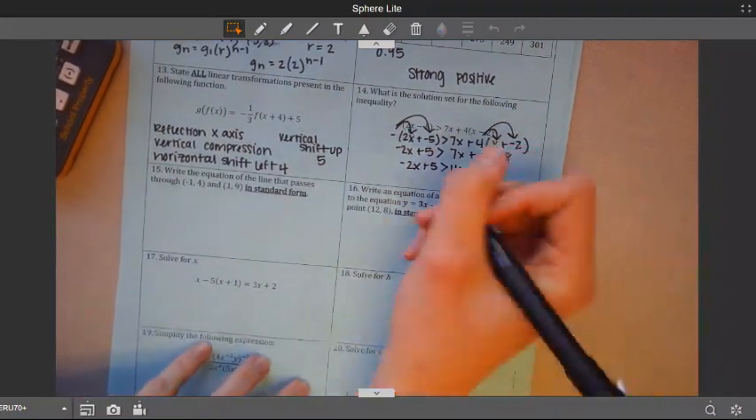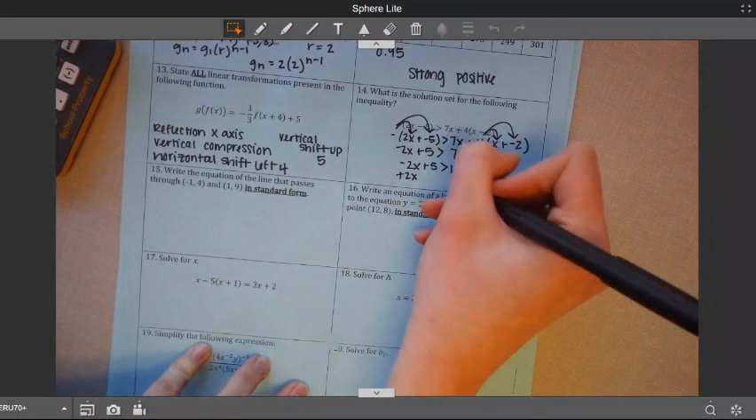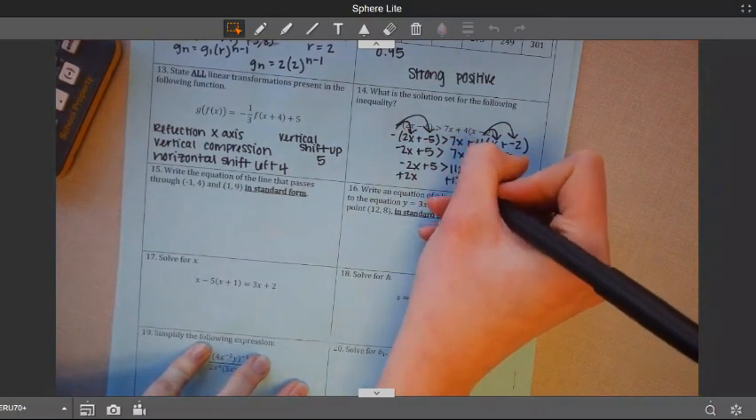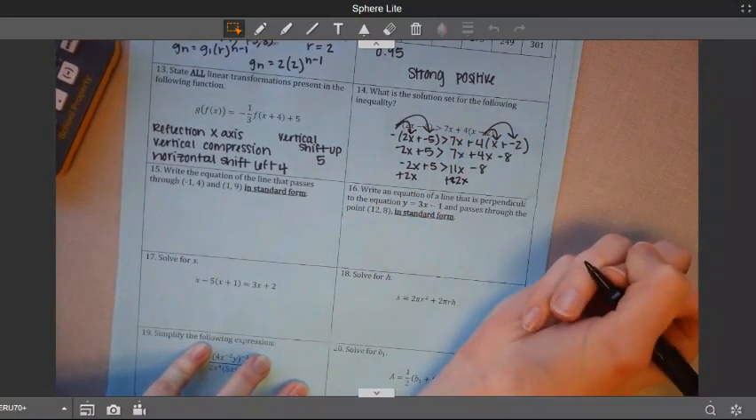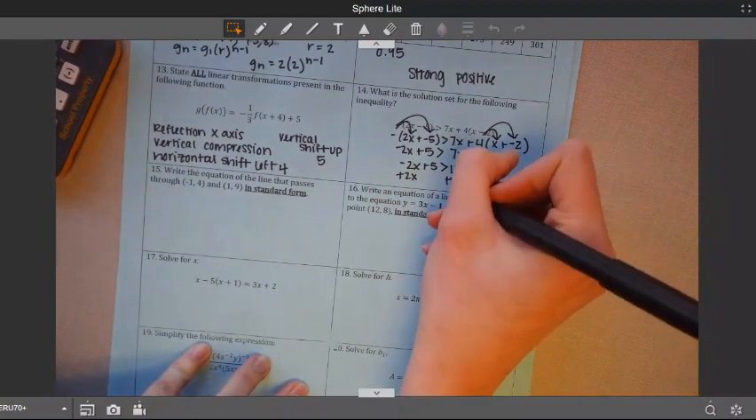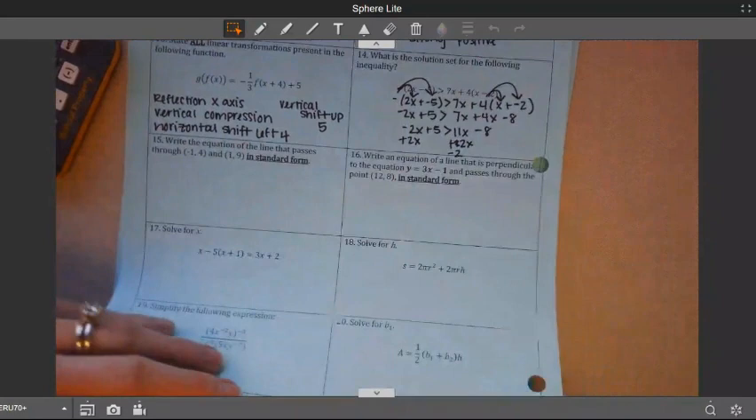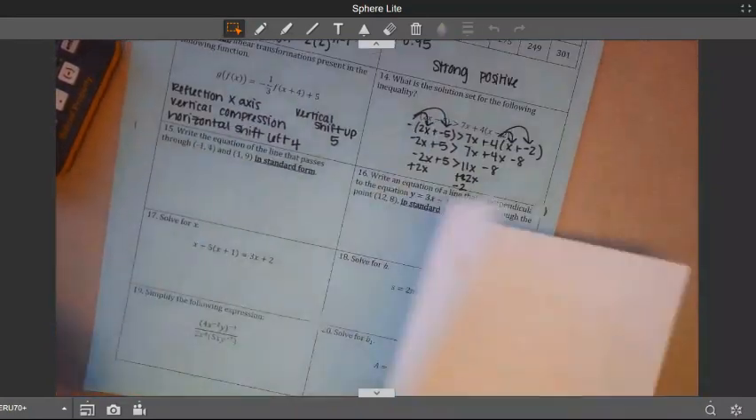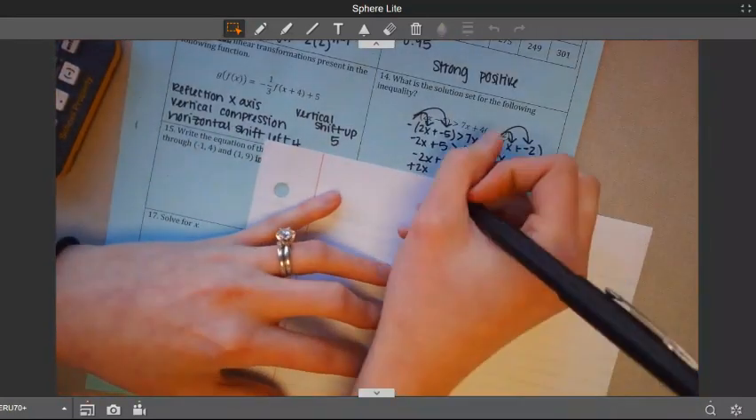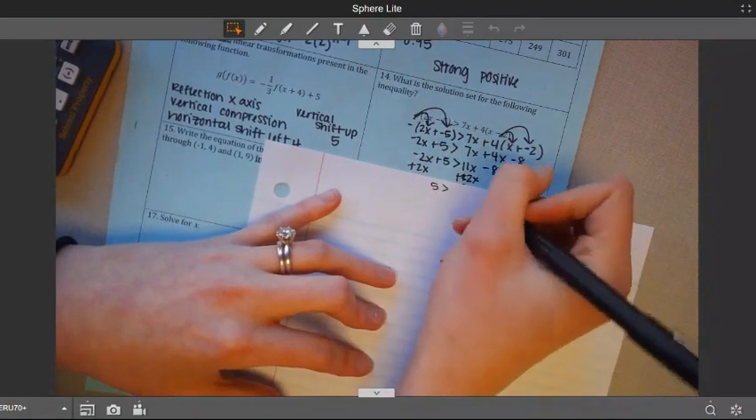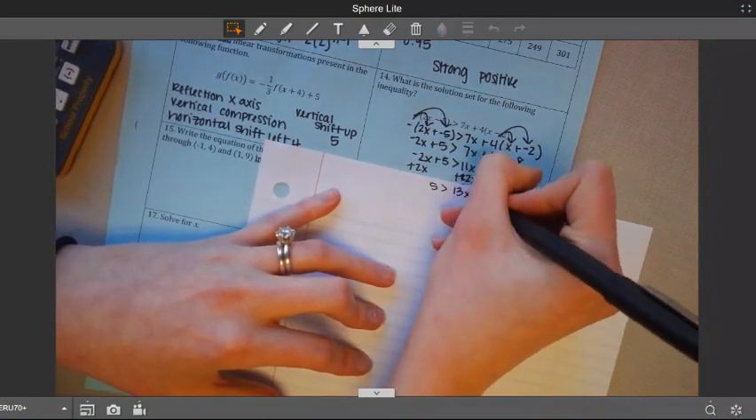I want to move the smaller variable, so I'm going to add 2x to both sides. Oops, not 12, 2x. So now I'm going to get negative, I've run out of space, so I'm going to get some scratch paper and just keep going on there. So we now have 5 is greater than 13x minus 8.